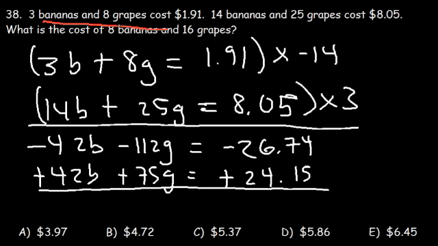So if we add the two equations, the b terms cancel, and -112g plus 75g is equal to -37g, and -26.74 plus 24.15 is -2.59. So now we can solve for G.